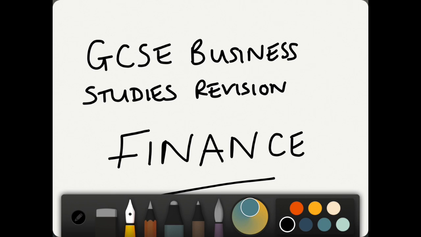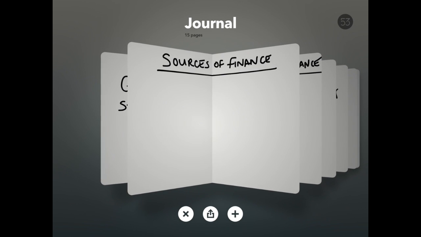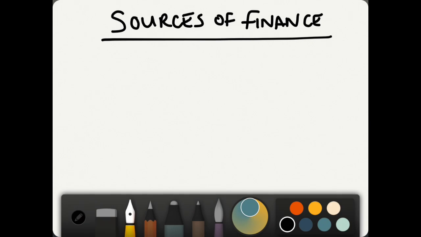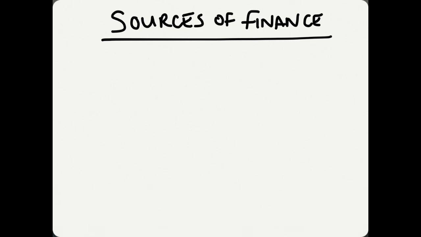This is the GCSE Business Studies revision on the finance section. We started off the finance section by looking at sources of finance, and that means the places a business can go to get its money. Now, sources of finance can be internal or they can be external.